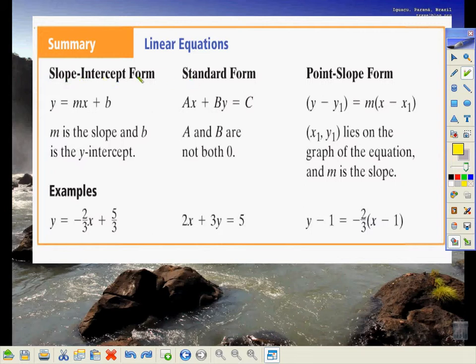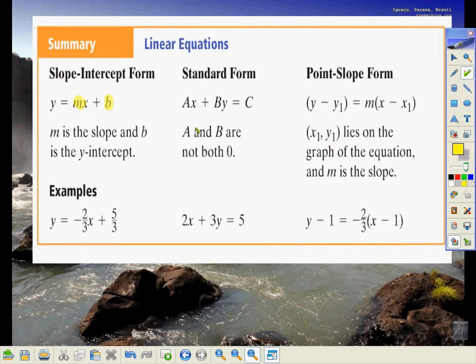Here, slope-intercept form, slope given to you by the letter m here. It's always in front of the x. Whatever's being added on afterward, letter b here, is your y-intercept. They're always in the form of y equals, and then here the example is negative 2/3 x plus 5/3. One thing that you will notice about all three of these equations is they all are the same equation. They've just been written in a different form.